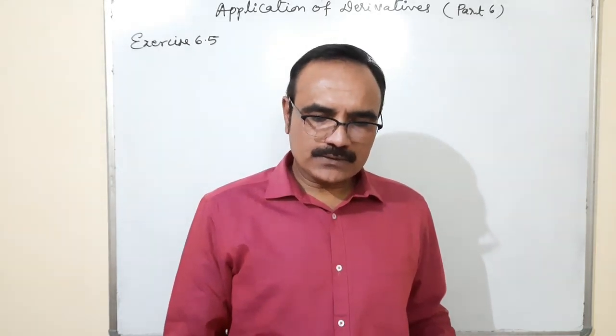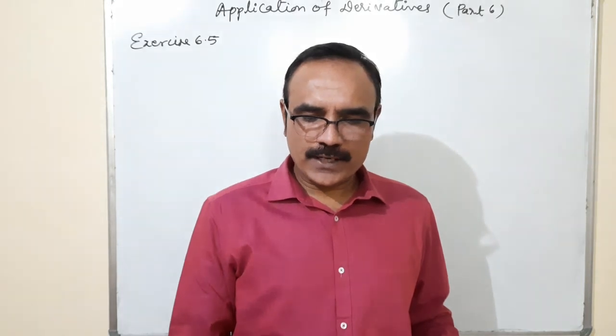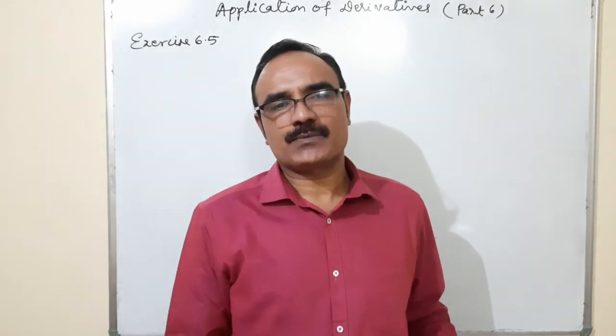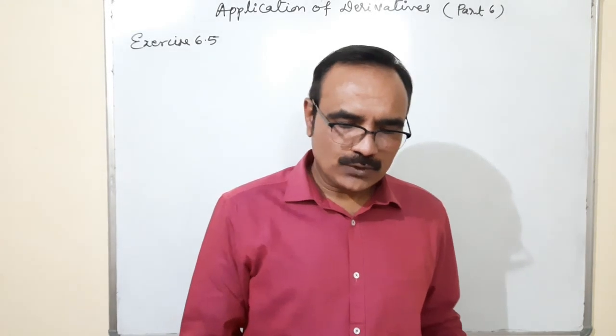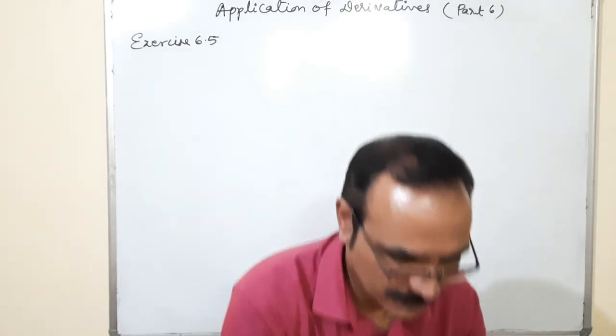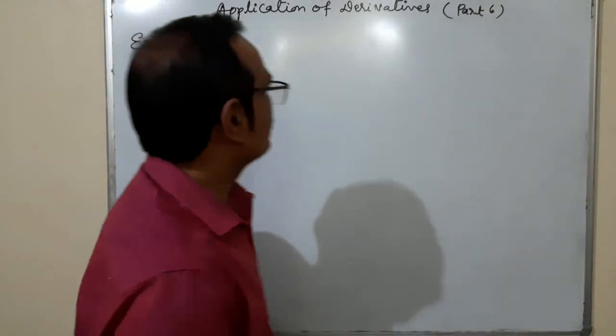Find two numbers whose sum is 24 and whose product is as large as possible. Find two numbers whose sum is 24. Question number 13.